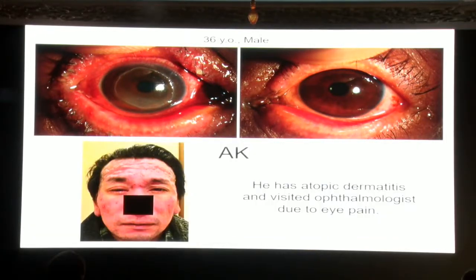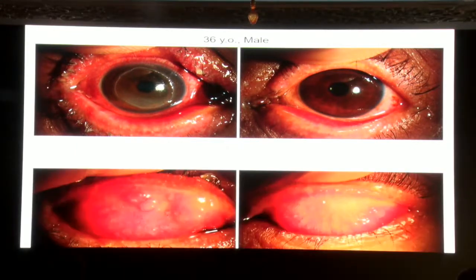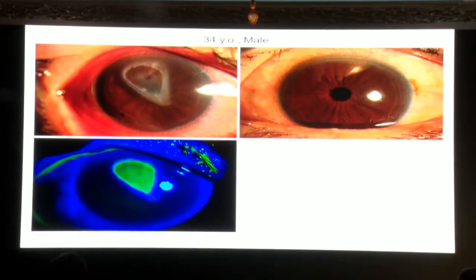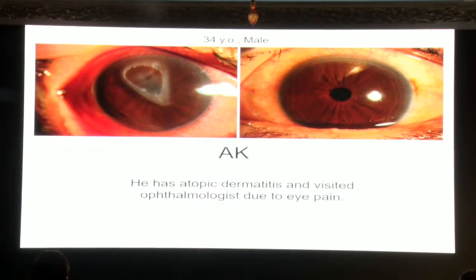Thank you very much. So this is atopic keratoconjunctivitis. He has atopic dermatitis and visited the ophthalmologist due to eye pain. He had a giant papilla on his palpebral conjunctiva. This is the ocular surface of a 34-year-old male. He also has atopic keratoconjunctivitis. He has atopic dermatitis and visited the ophthalmologist due to eye pain.